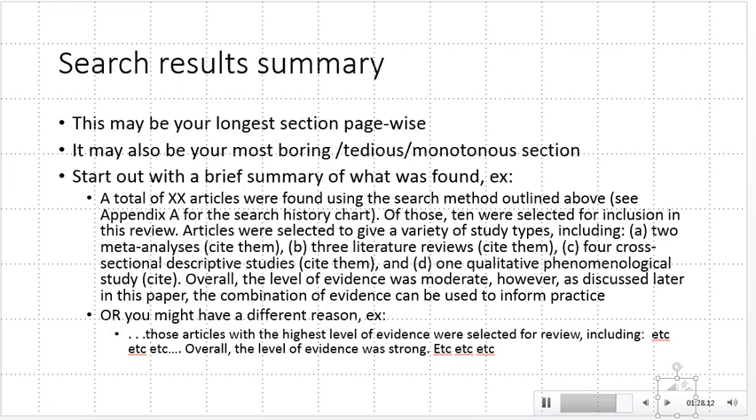You may want to cluster them and say, 2 meta-analyses were found, 3 literature reviews were found, 4 cross-sectional descriptive studies, and so on and so forth, and then make a general statement about the overall level of the evidence that's being included in the literature review. Or you might have had a different reason for selecting the 10 that you selected. Anyway, you would start out with a general reason for why the 10 were selected.